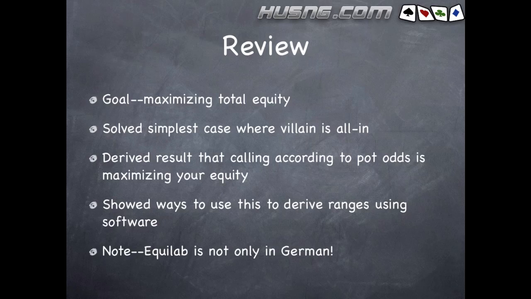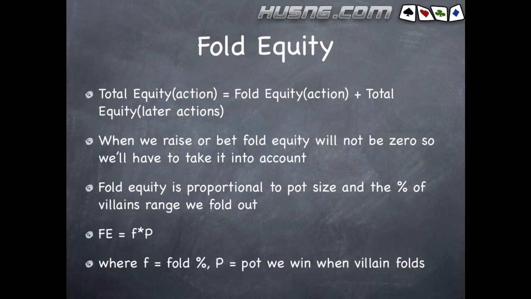And then I showed some ways to use these different things to derive ranges using software, and gave some common solutions, equities to keep in mind. One mistake I made is that Equity Lab is actually not only in German. It's also available in English. And it's a good tool. I know a lot of people who enjoy using it. When you're trying to compute calling open shoves, it makes life a little bit easier because you can use fractional equities. It has a number of other cool features.